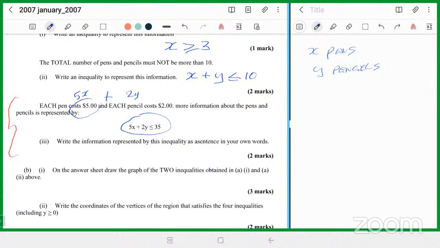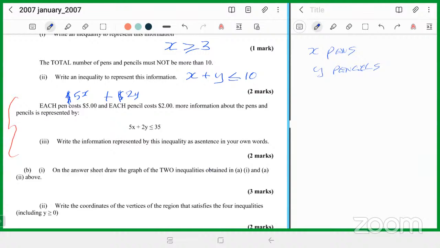She spends $5 on each pen, $2 on each pencil. So this is the amount that she spends on the pens, 5 times X, $5 times X. If I want to put a dollar sign in front of it, no problem. This is the money that she spends on the pencils, $2 times Y. And they give us this inequality, that 5X plus 2Y is less than or equal to 35. So come again. Think and come again. Try again.